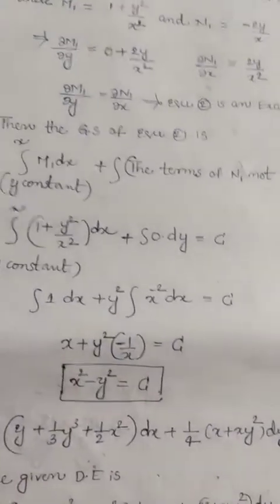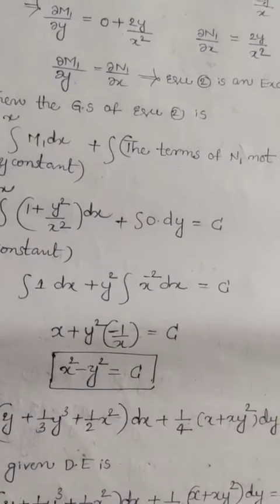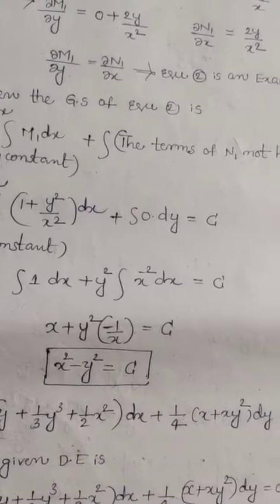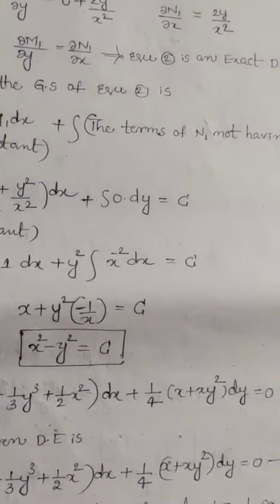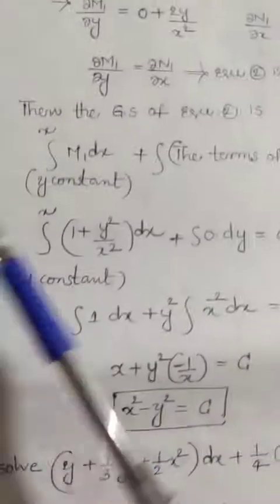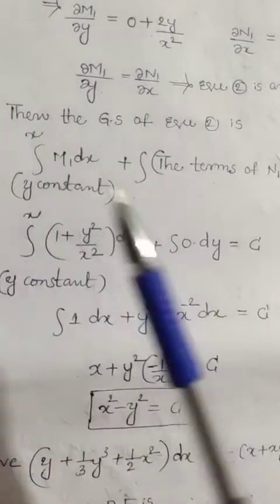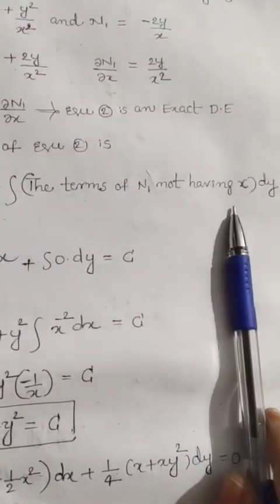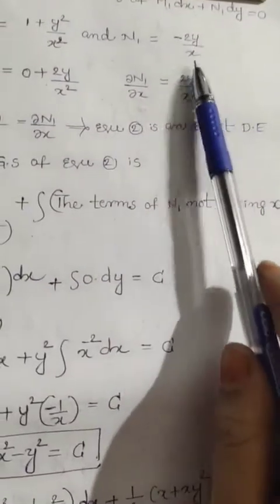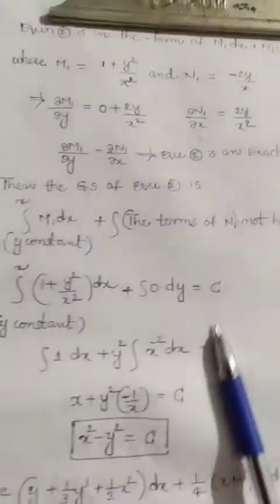The general solution for an exact differential equation is the integral of m dx, where y is constant and integrating with respect to x, plus the integral of the terms of n1 not having x into dy, equal to c. That is, taking y constant and integrating with respect to x, the integral of m1, 1 plus y square by x square, into dx, plus the terms of n1 not having x. Are there terms in n1 without x? No. So that is 0 into dy equal to c.